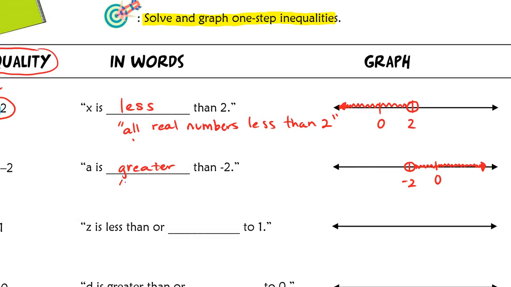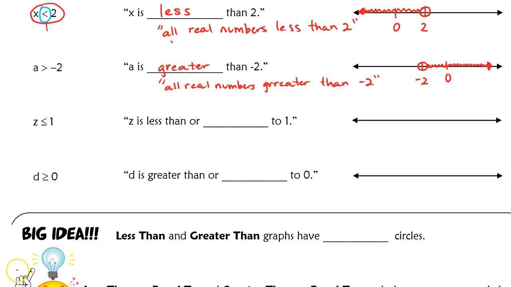So again, in words, we can write all real numbers greater than -2. Alright, our next inequality here has a less than or equal to symbol. So you probably remember a lot of these symbols. We're just going to review them real quick. So this is saying z is less than or equal to 1. So when it has the bar underneath, that's when we get the word equal in there.